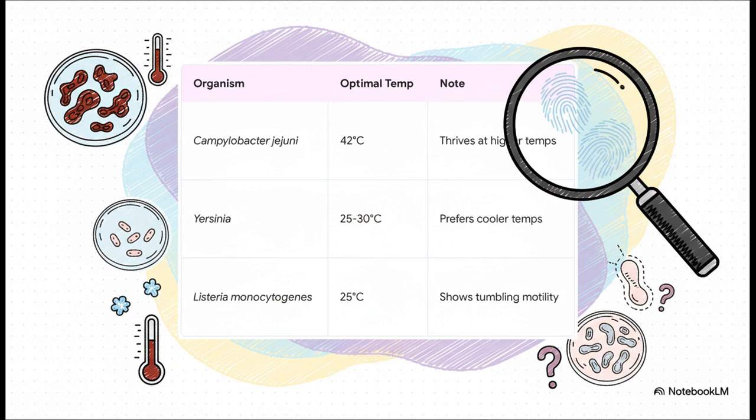For example, Campylobacter actually likes it hotter, around 42 degrees. And this is a key trick. By incubating a stool sample at this higher temp, you help Campylobacter grow while you knock back a lot of the other gut bacteria. Then you have guys like Yersinia and Listeria, who prefer things a bit cooler, more like room temp. And for Listeria specifically, remember 25 degrees? That's the magic number where you'll see its signature tumbling motility, a dead giveaway.